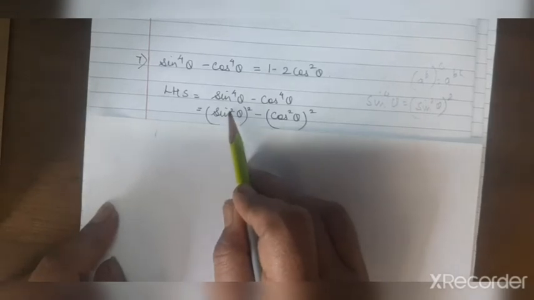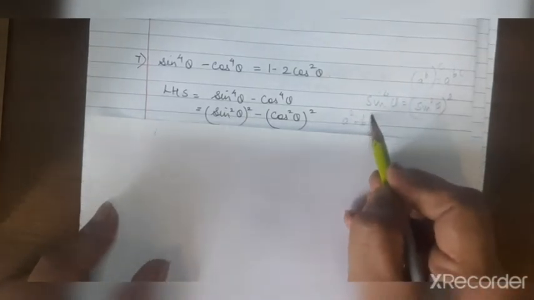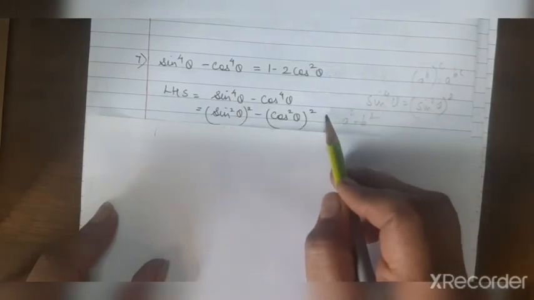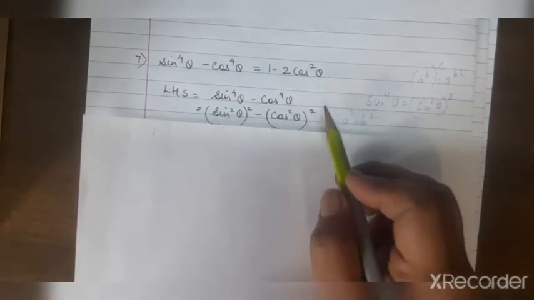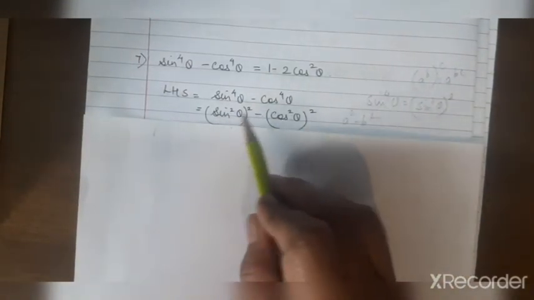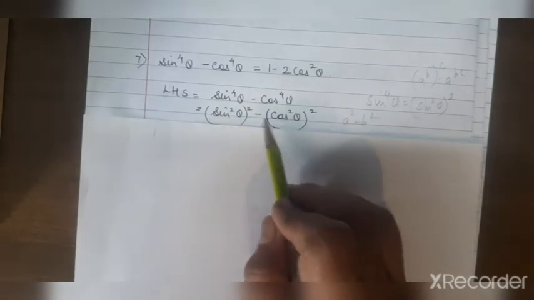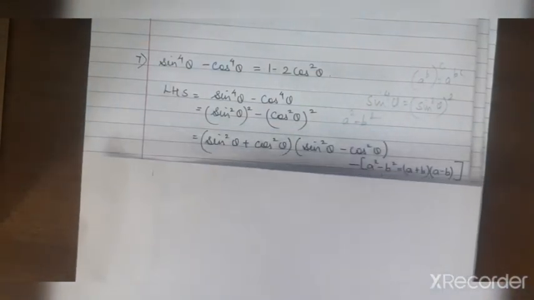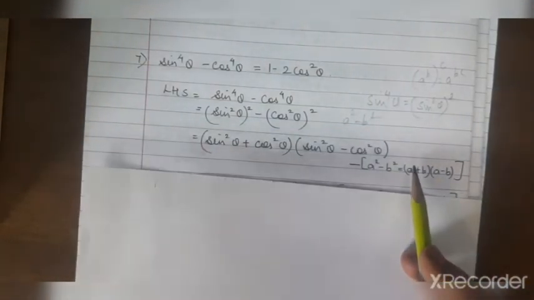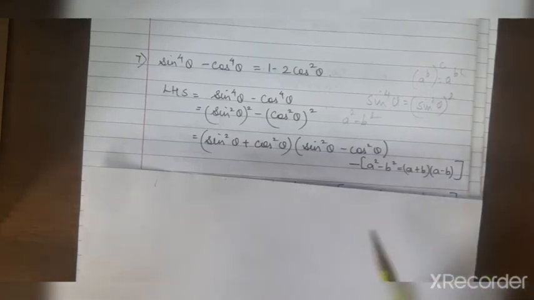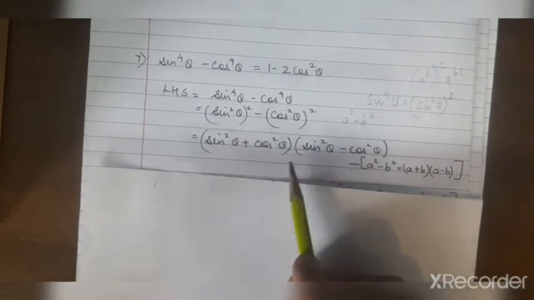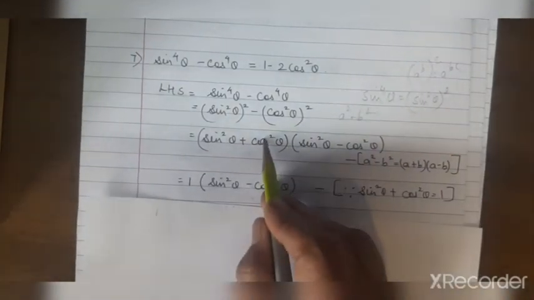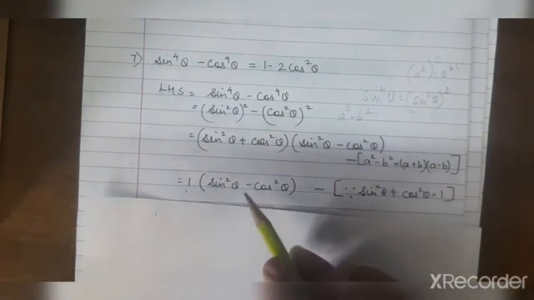Now this is in the form of a square minus b square. Can you see here? Sine square theta the whole square minus cos square theta the whole square. So a square minus b square can be written as a plus b, a minus b. So sine square theta plus cos square theta, sine square theta minus cos square theta. As I told you, you need to mention whichever identities you are using, so here I have written which identity we have used. Now sine square theta plus cos square theta is equal to 1, we know that. So this whole bracket becomes 1, and this is the other bracket.